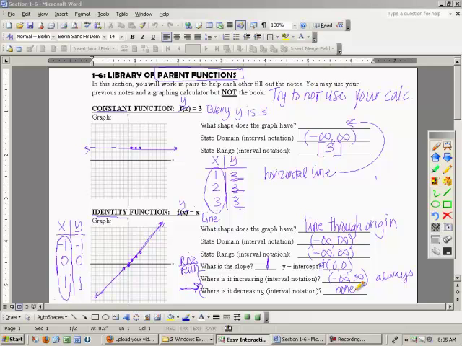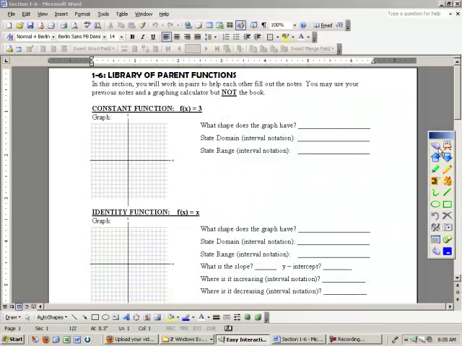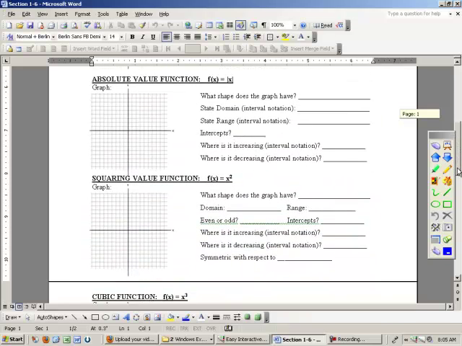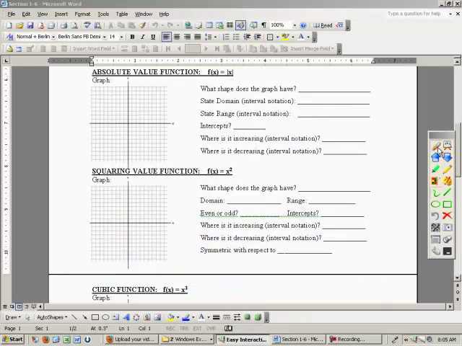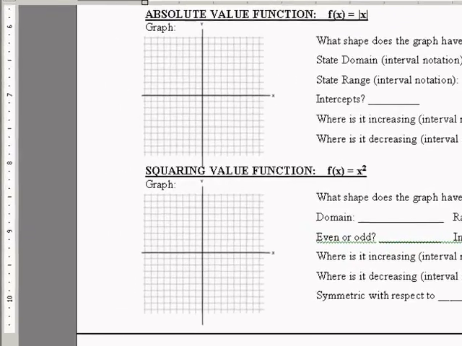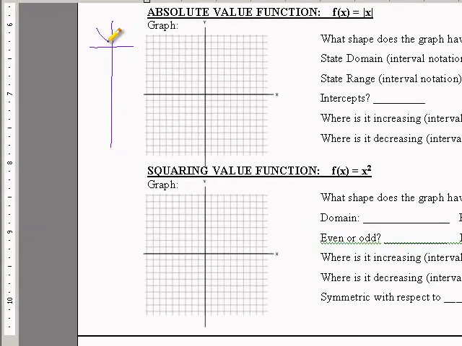Let's move on. Let me get rid of this and slide myself down. The third function we're looking at is absolute value. An absolute value by definition means it's a distance, and distances are always positive. So as I go to make my table, we can pick some x values. How about negative 1, 0, 1, and 2? We'll go a little farther.